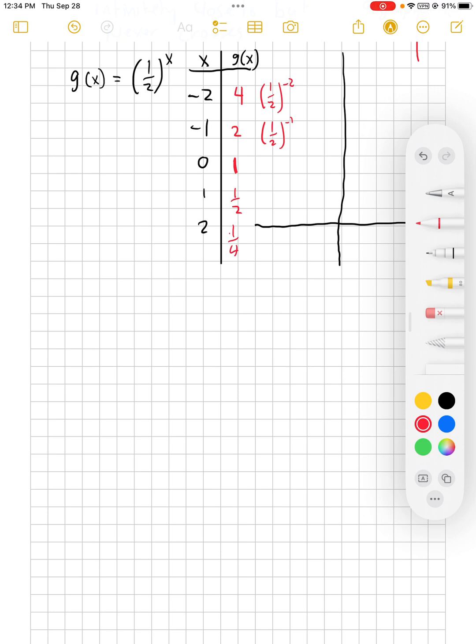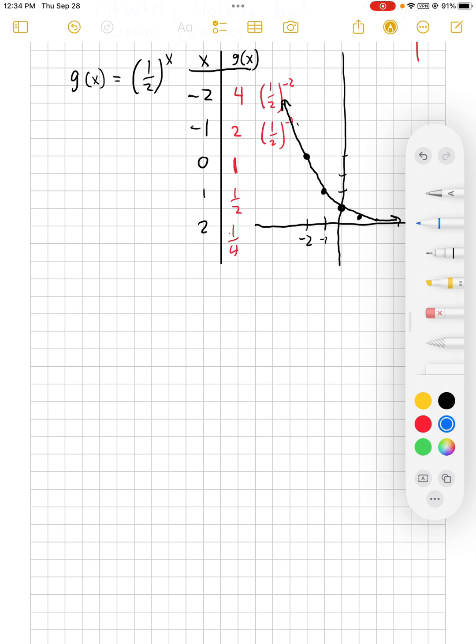So we can go ahead, plot those points. I go over x to negative 2, and I'm going to go up 4 to 4. We go over to negative 1, up 2. Anything to the 0 power is 1. Anything to the 1/2 power is going 1 to the 1/2, and then 1 to the 1/4. We can go ahead and connect our dots here. Everything we're going to be doing for the rest of this unit is continuous. And there is our graph.